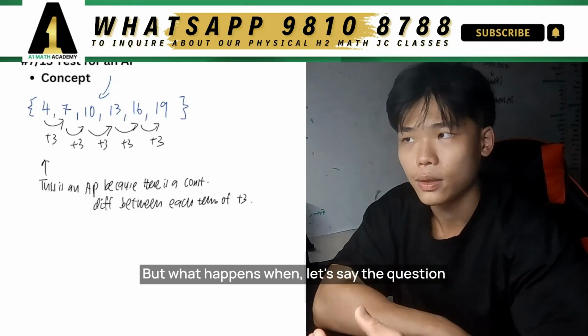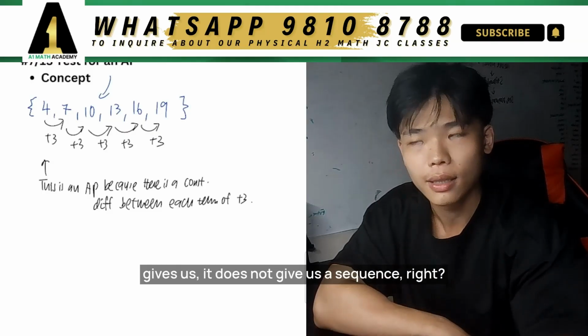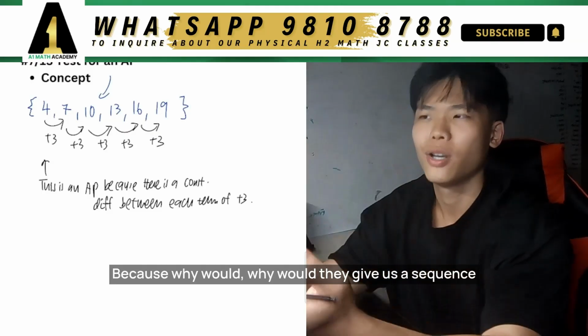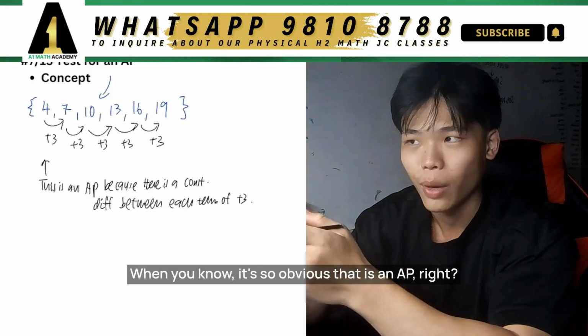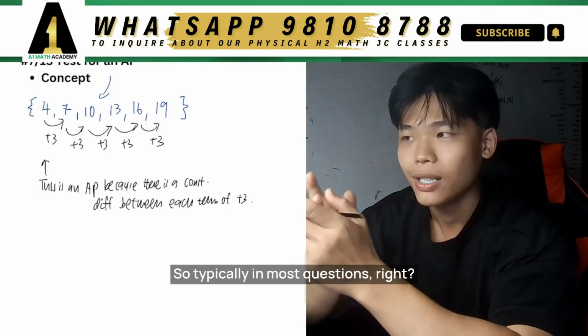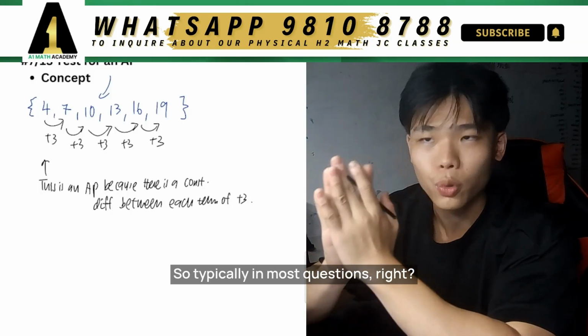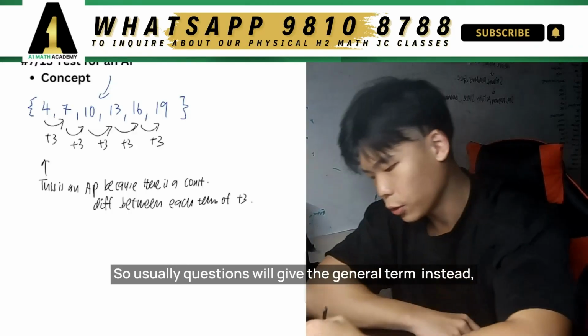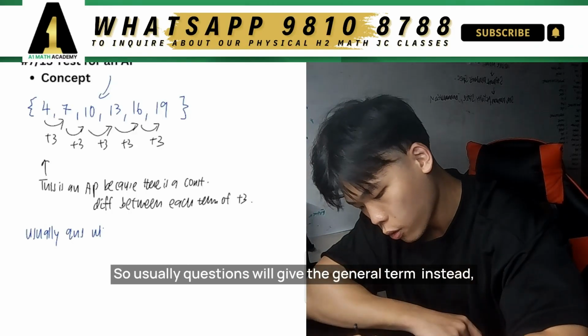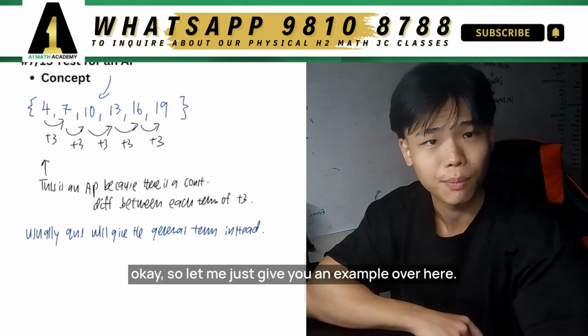But what happens when the question does not give us a sequence? Why would they give us a sequence and ask us to determine whether it's an AP or not when it's so obvious that it's an AP? So typically in most questions, they won't give you the sequence itself. They'll give you the general formula. So usually questions will give the general term instead. Let me give you an example over here.